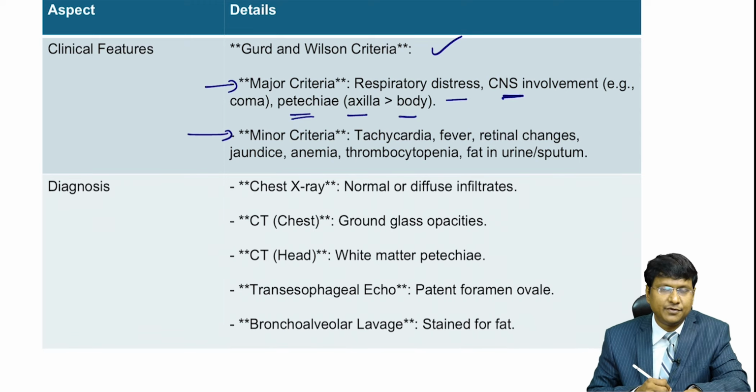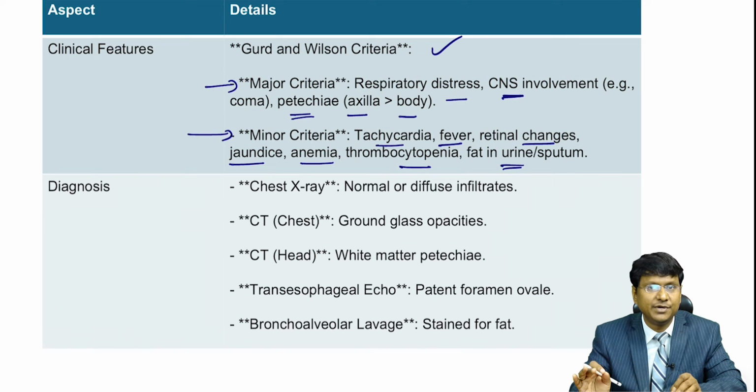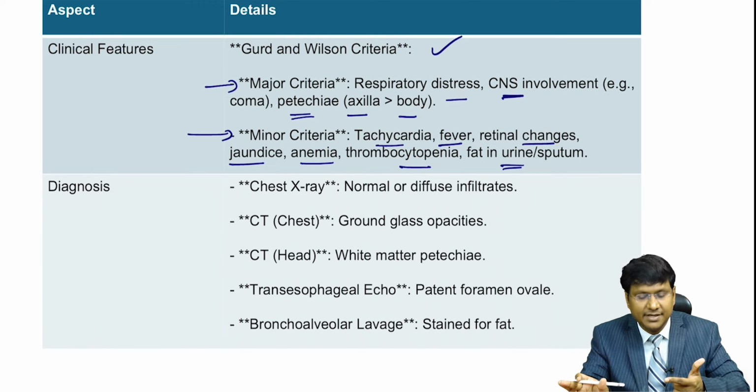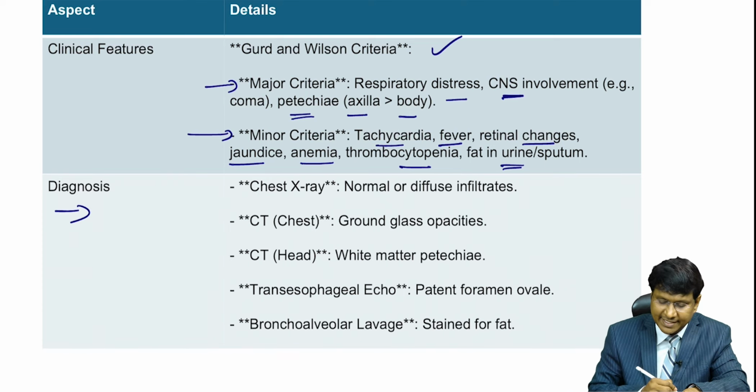Then minor criteria, if you observe, there is tachycardia, fever, retinal changes, jaundice, anemia, thrombocytopenia, and the presence of fat in the urine or the sputum. So this will be the minor criteria. So major criteria is respiratory distress. Minor criteria is tachycardia, fever, retinal changes, jaundice, anemia, thrombocytopenia, and the presence of fat in the urine or the sputum.